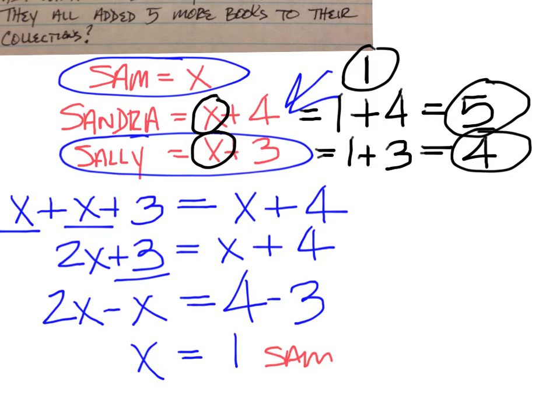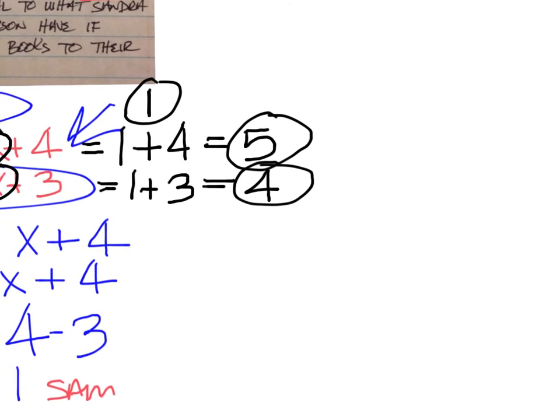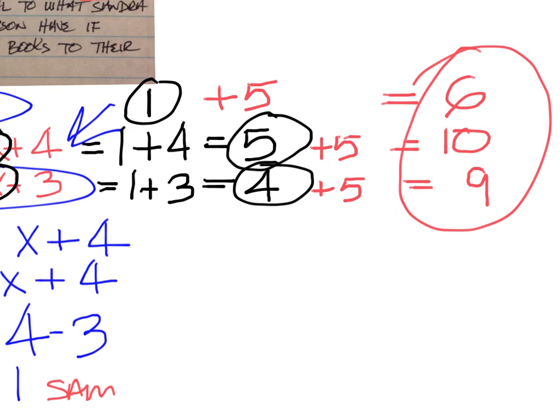We know what each one has now, but the problem says, what if they added 5 more books to their collections each? So let's go over to here and add 5. We'll add 5 to that one to get 6. We will add 5 to this one to get 10, and 5 to this one to get 9. 6, 10, and 9.